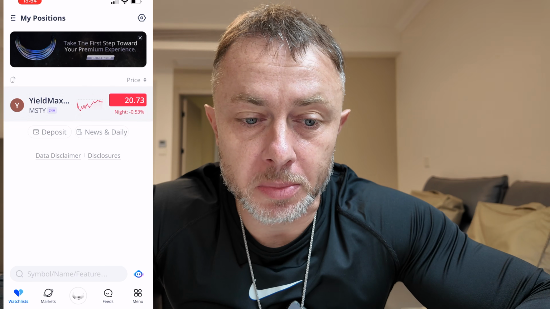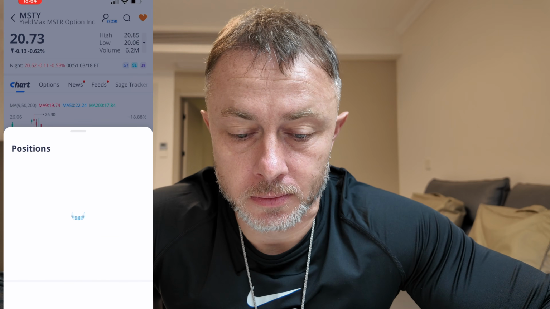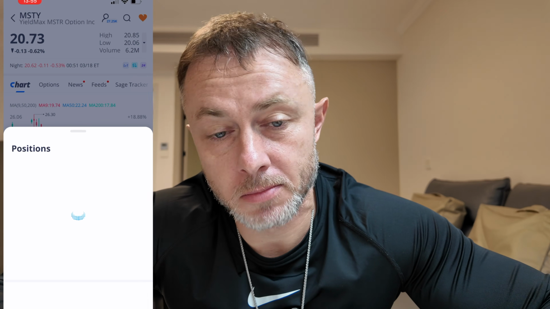Now, in our position of Misty, you can see the current price is $20.73. It says night because this trades 24 hours on Webull. Like I can buy it right now if I want to. So anyway, right now it's 20.62 in the night market, because this is like 2 o'clock in the morning there in America, but it's 2 o'clock in the afternoon here in China.